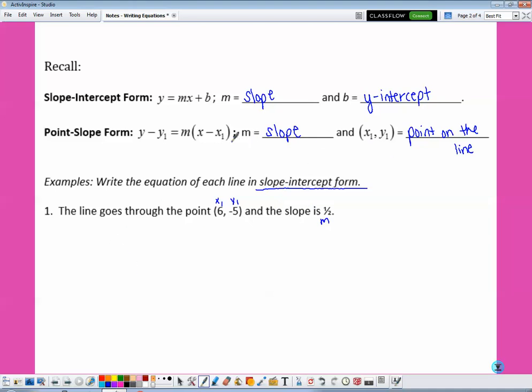So we're going to plug into our point-slope formula. y minus negative 5 becomes plus 5 equals 1/2 times x minus 6. Since we want the final answer in slope-intercept form, we're going to distribute, and then make it so it's y equals. So y equals 1/2 x minus 8.